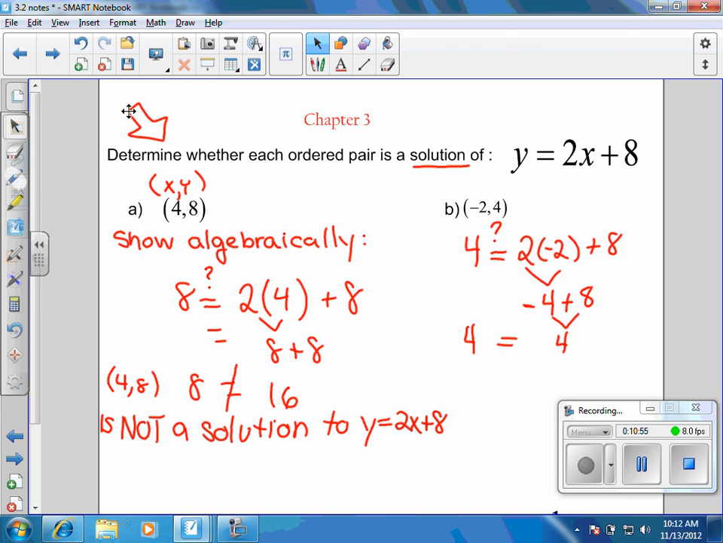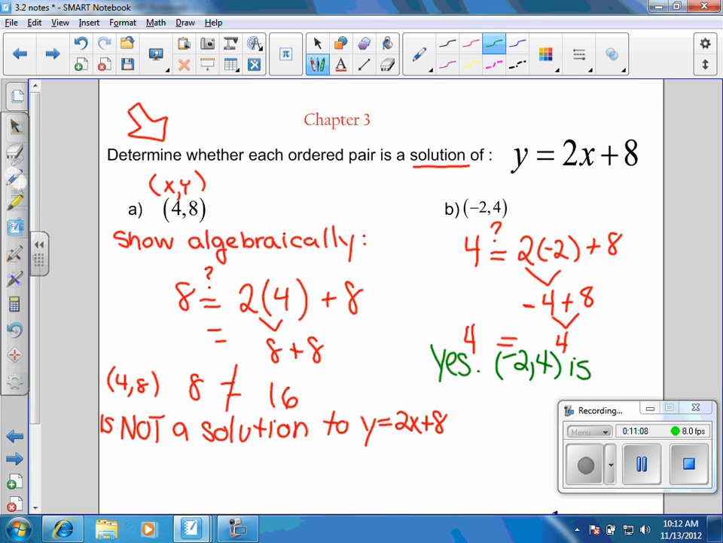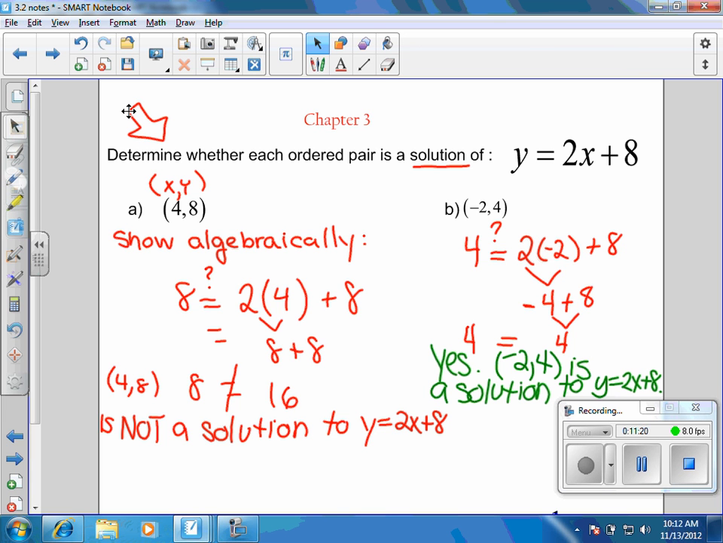Okay. So we would say yes. Negative 2, 4 is a solution to what? To y equals 2x. Right. Raise your hand if you understand. Okay. Let's see what else we got.